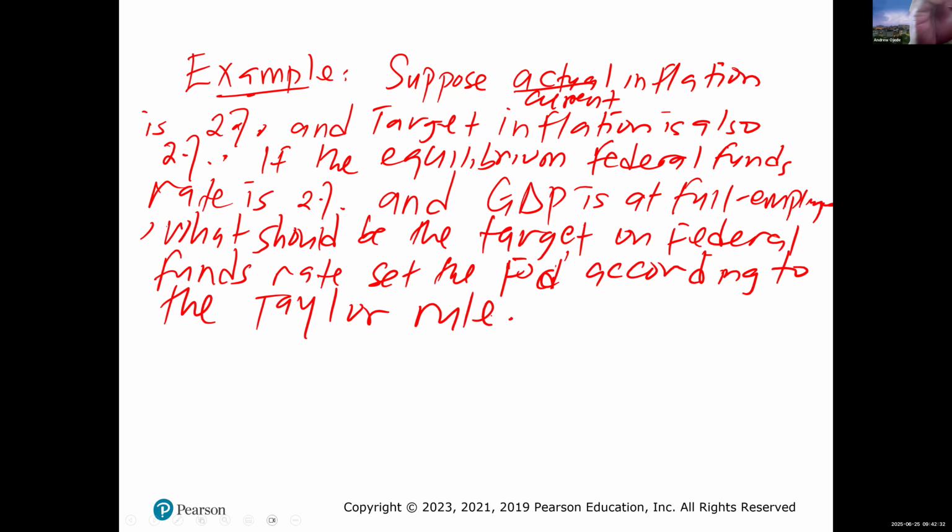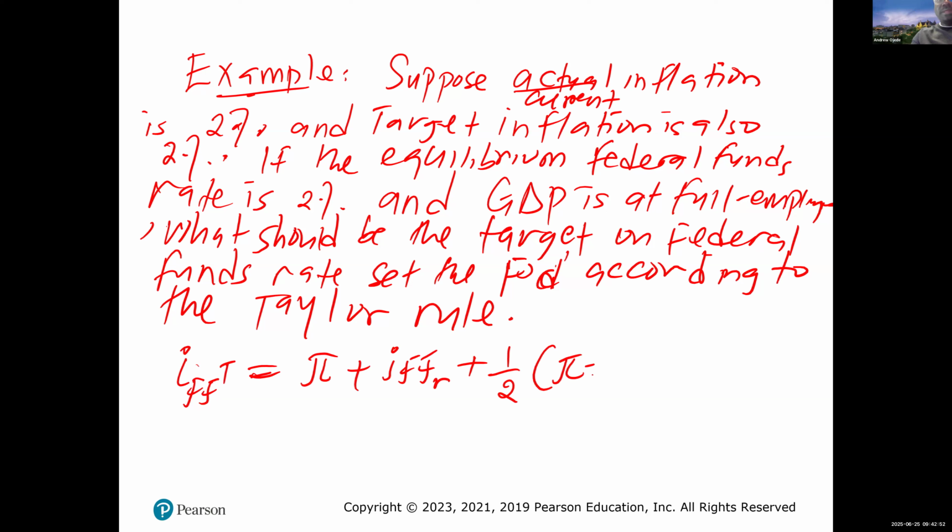So you already know the formula. The formula says, in short, that the target on the federal funds rate must equal actual inflation pi plus the equilibrium real federal funds rate, then plus 1/2 times the inflation gap, which is pi minus pi t, plus the output gap, y minus yp.